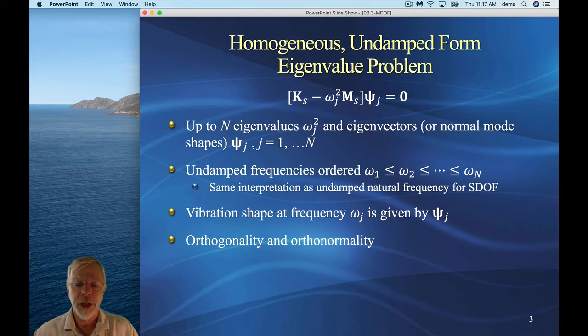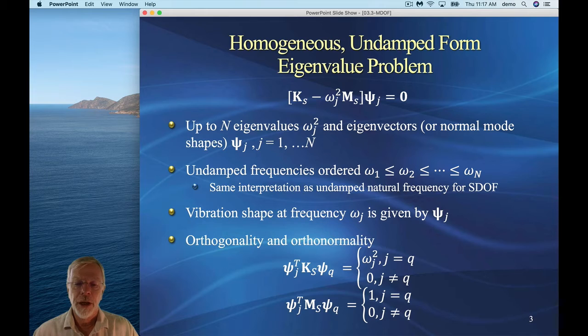So let's look at that in more detail. If we look at the bottom equation there, psi j transpose Ms psi q, when j is equal to q, we see that that's equal to 1. That's not accidental. That's the constraint we impose. That's called mass normalizing the eigenvectors. So when we put that constraint on the mode shape, psi j, then we've reduced the number of unknowns by 1. So now we have n unknowns and n equations, and we can solve them.